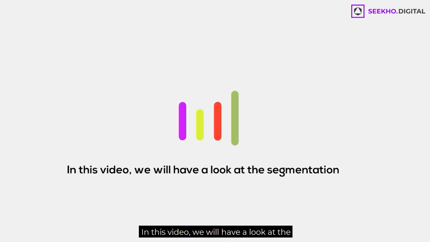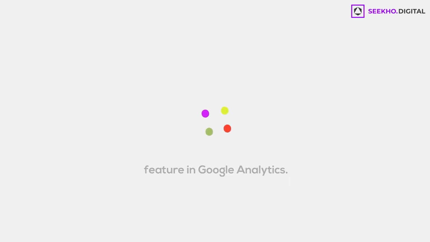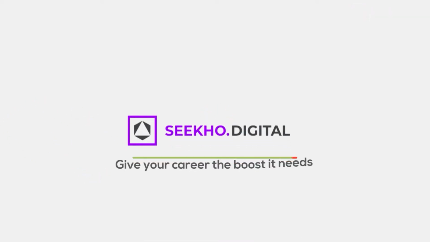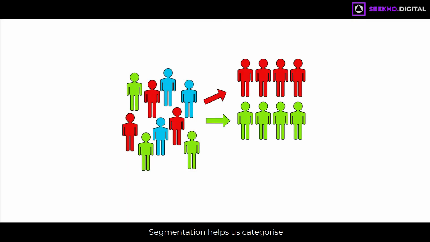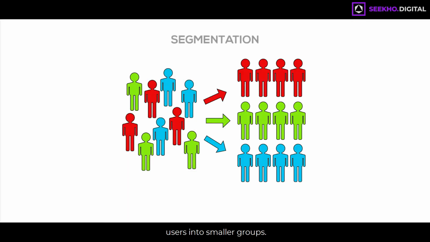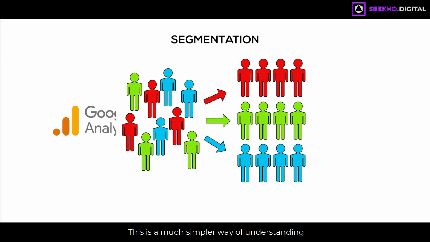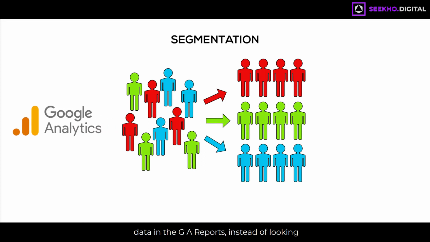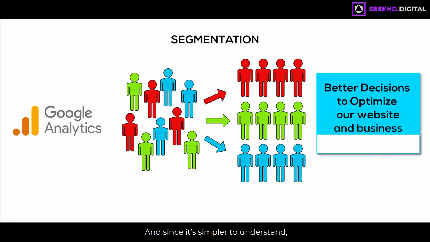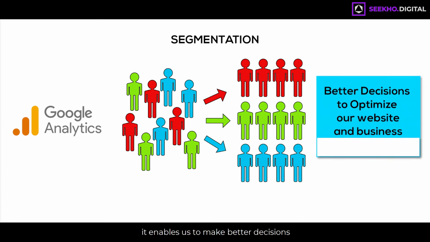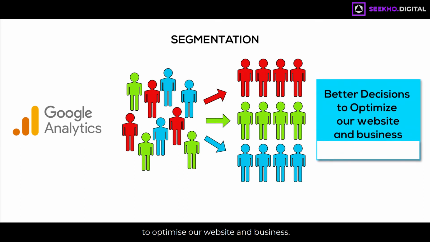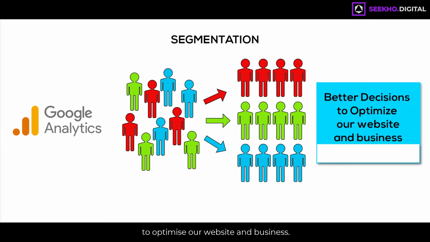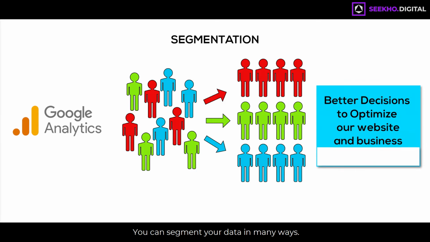Hi. In this video, we will have a look at the segmentation feature in Google Analytics. Segmentation helps us categorize users into smaller groups. This is a much simpler way of understanding data in the GA reports, instead of looking at users like a big homogeneous entity. And since it's simpler to understand, it enables us to make better decisions to optimize our website and business. You can segment your data in many ways.